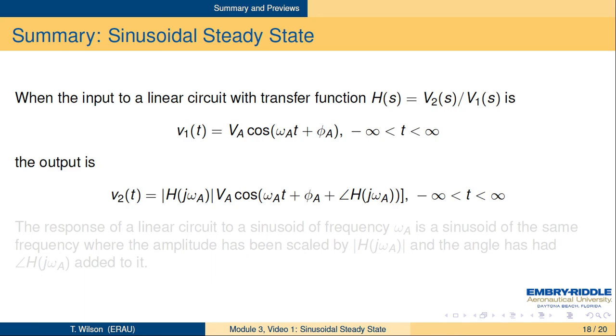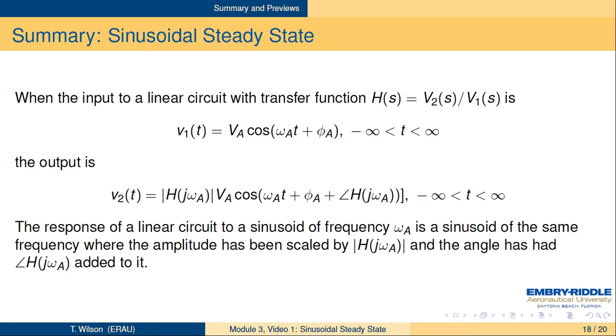So to summarize, when you have a linear circuit whose input has amplitude V sub A, frequency omega sub A, phase angle phi sub A, the output is going to be magnitude of H of j omega sub A times V sub A, cosine of the same frequency omega sub A t, and then the phase is increased from phi A to phi A plus the angle of H of j omega sub A. The response of a linear circuit to a sinusoid of frequency omega A is a sinusoid of the same frequency, where the amplitude has been scaled by the magnitude of H of j omega sub A, and the angle of H of j omega sub A has been added to it.